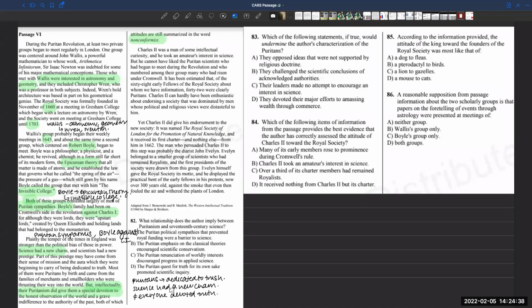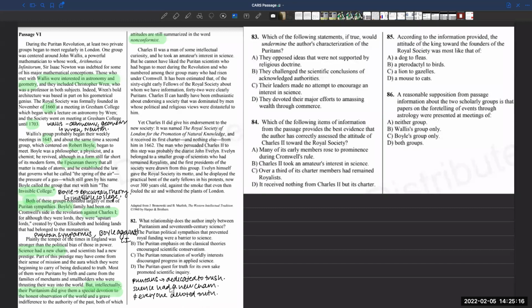So Charles II was a man of some intellectual curiosity, and he took an amateur's interest in science, but he could not have liked the Puritan scientists who had begun to meet during the Revolution and numbered among their group many who had risen under Cromwell. It's been estimated that of the 68 early fellows of the Royal Society about whom we have information, 42 were clearly Puritans. Charles II could have hardly been enthusiastic about endorsing a society that was dominated by men whose political and religious views were distasteful to him.